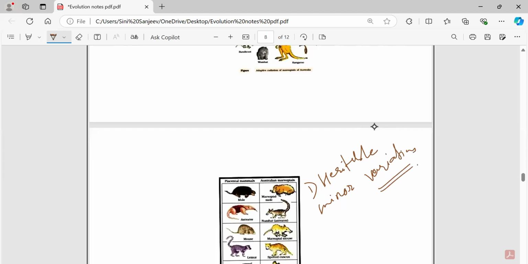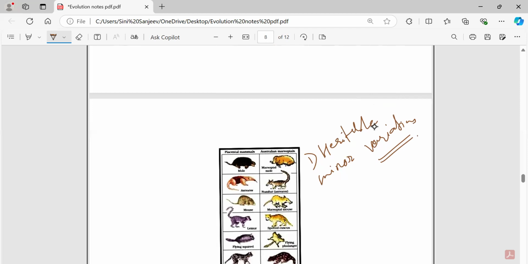So whatever variations are there, which are already heritable, meaning passing from one to another, either these variations may be useful to them or they may be harmful. Okay, so this is the first fact based upon natural selection. The second one we can take is regarding the population or overproduction.